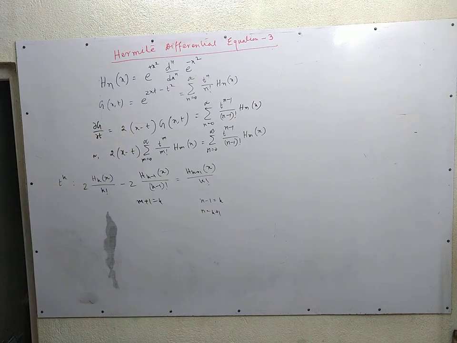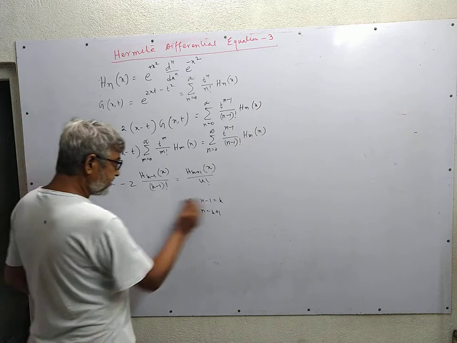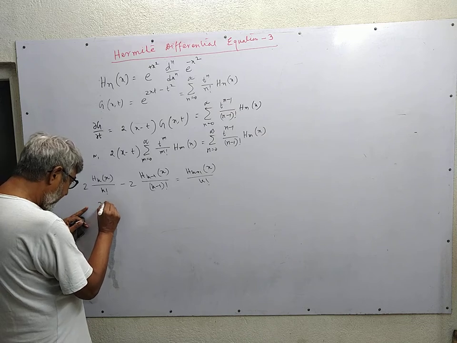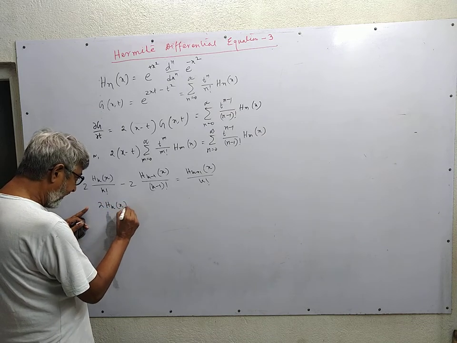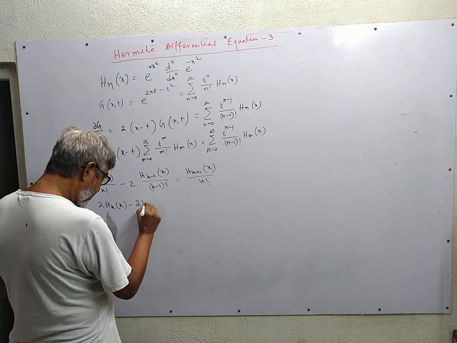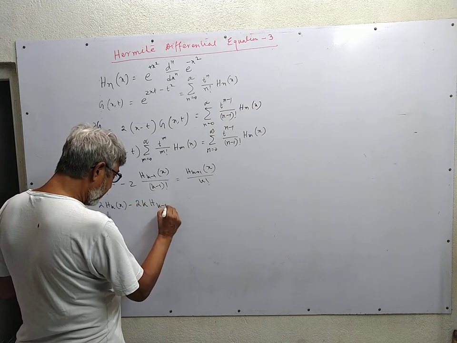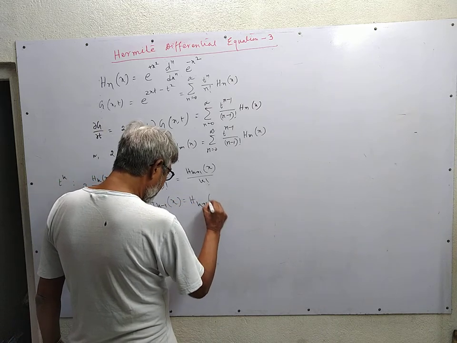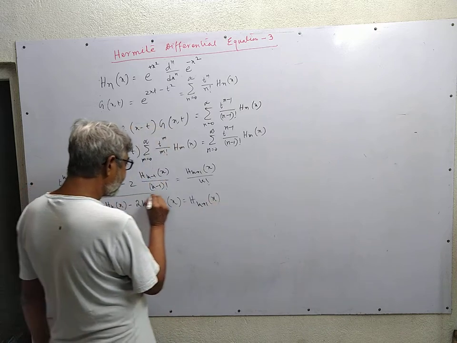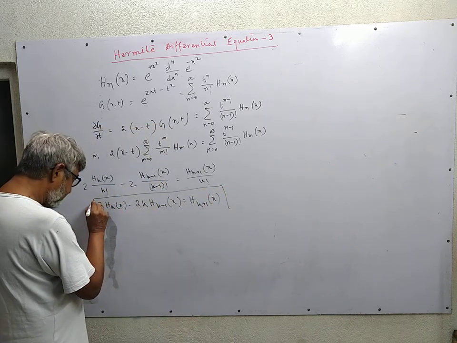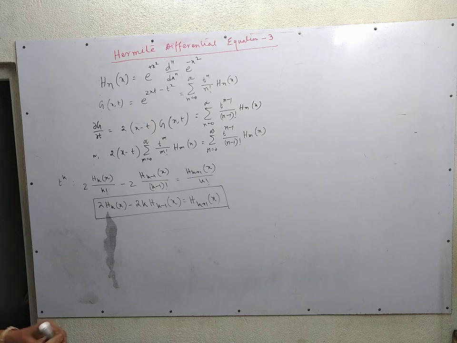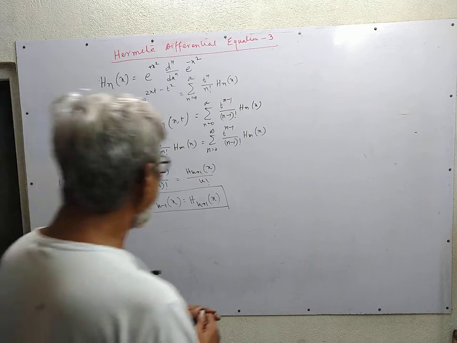Now if we adjust the denominator, then we find that 2x Hk of x minus 2k H of k minus 1 of x is equal to H of k plus 1 of x. This is one recurrence relation which relates Hermite polynomials of different orders, and we can use this to find Hermite polynomials of higher order.